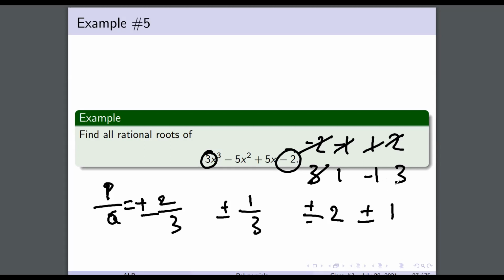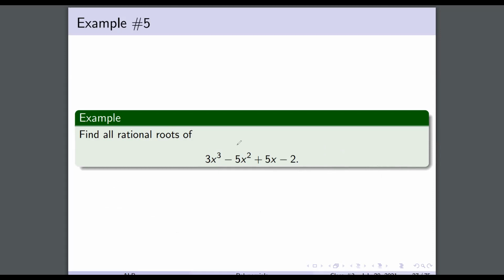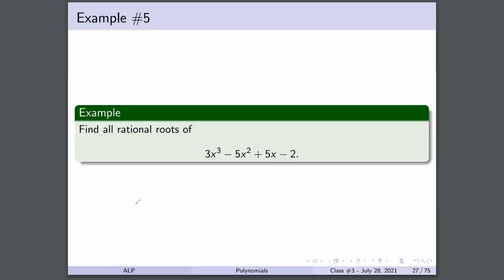I think this should be it. Might be only 8. Yeah, might only be 8. All right. So we have to find the rational roots of these. So I guess we're going to start trying some.